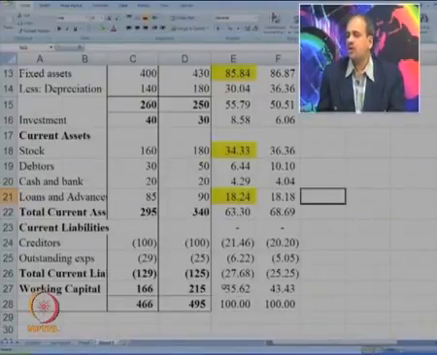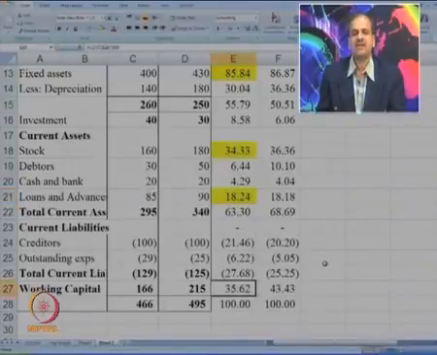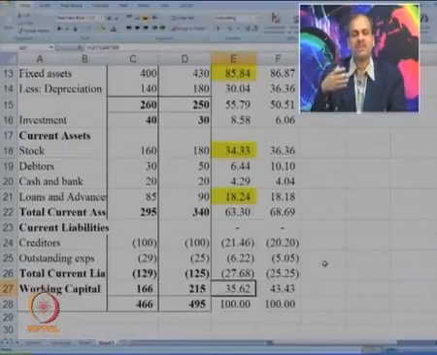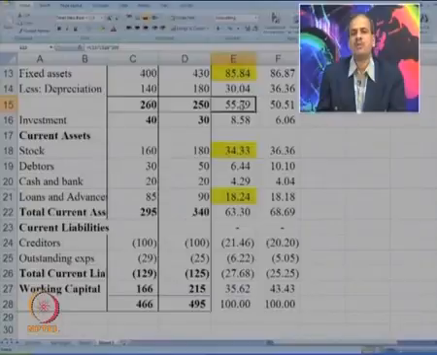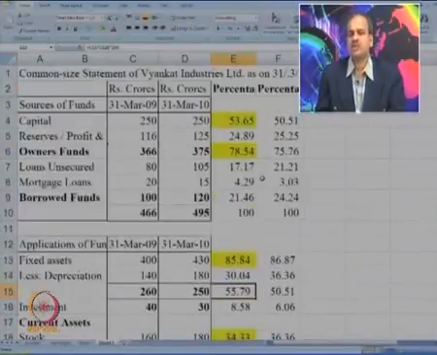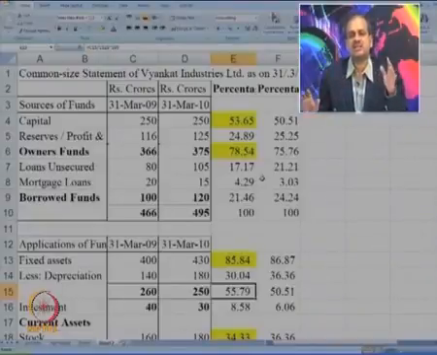So on the whole, you can see that 35% is used to finance working capital, and about 55% was used for fixed assets. Is it okay? So this is what a comparative balance sheet looks like.